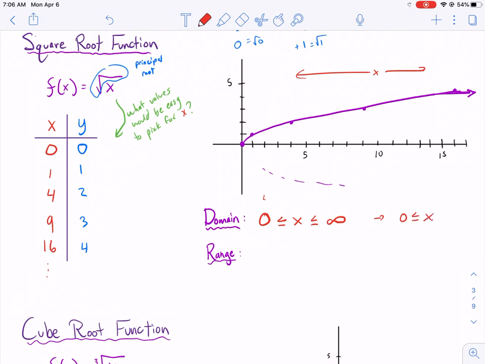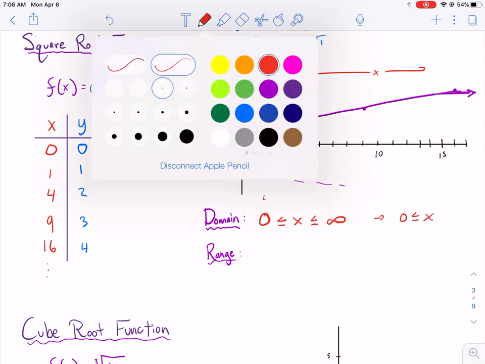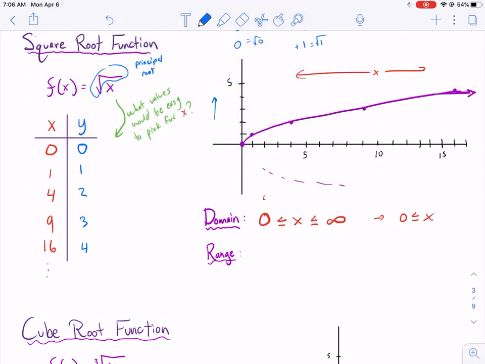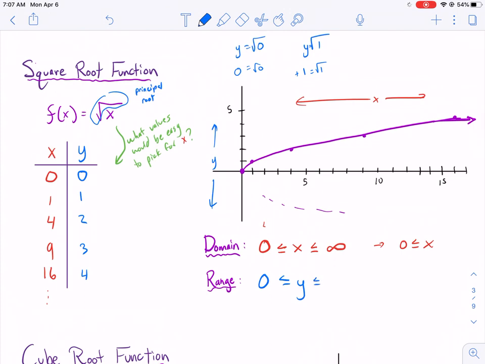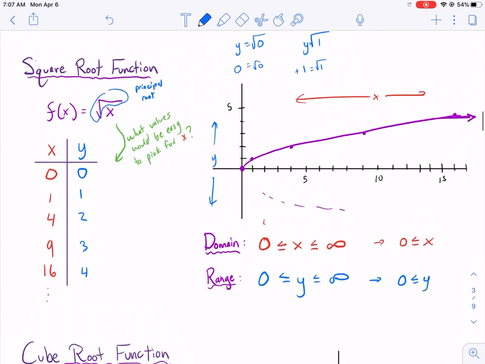That's our domain. What about range? Well, range is the y values, and we already talked about how it can't go into the negative. So again, y is going to be bigger than or equal to 0. And then although it's going up slowly, it can go up to infinity. So our y is going to be bigger than or equal to 0 for our range also.